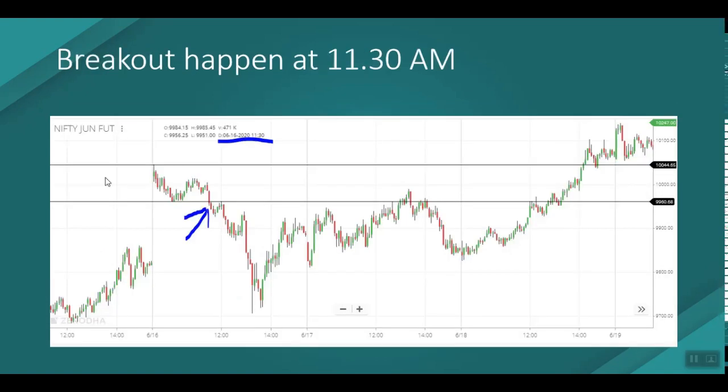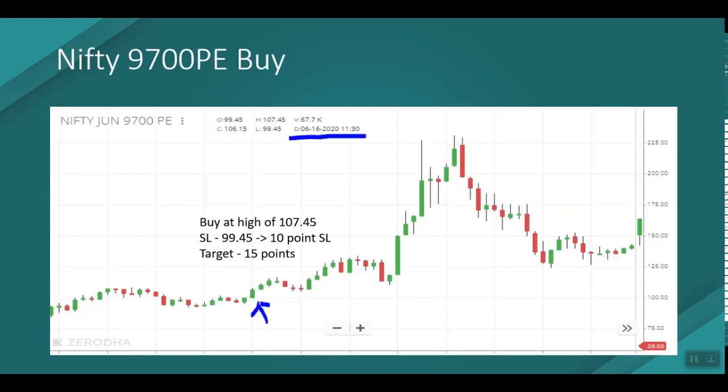Here you can see this is the high of the candle on 16th June and this is the low till 11 a.m. At 11:30 you can see the breakout happens on the lower side by breaking the low of 9960, so we have chosen the 9700 put option. At 11:30 the high of the candle is 107 and the low is 99.45, so the SL will be 10 points. We'll keep the profit target as 15 points.